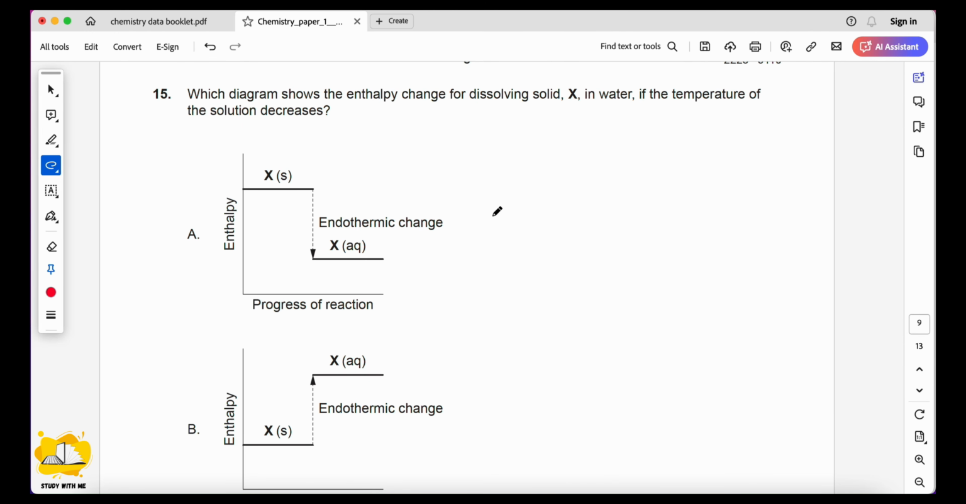Okay, which diagram shows the enthalpy change for dissolving a solid in water if the temperature of the solution decreases? Enthalpy change of solution is when 1 mole of solute is dissolved in excess solvent to form a solution of infinite dilution. Here the temperature decreases, so it's endothermic. So the answer will be this one. This is going up and endothermic.